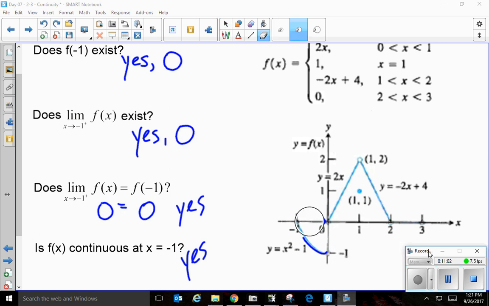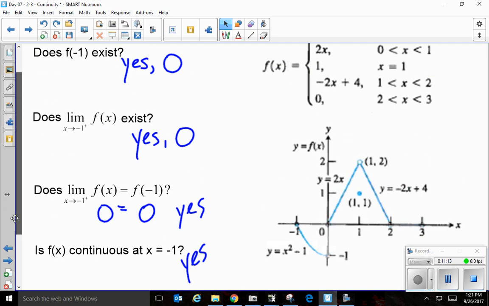Does everybody get that? We'll try some problems by ourselves. So that's not bad. That's basically all it is. Is the limit the same as the actual value of the function? Yes. It's continuous.